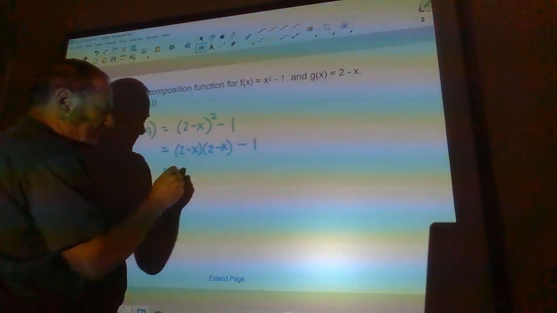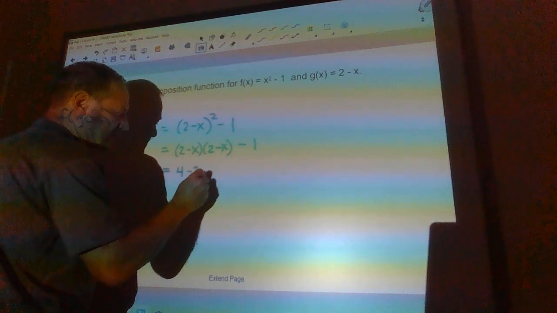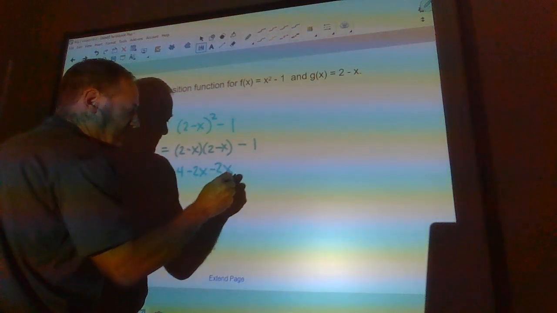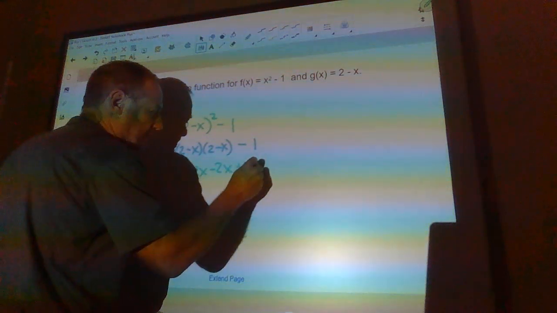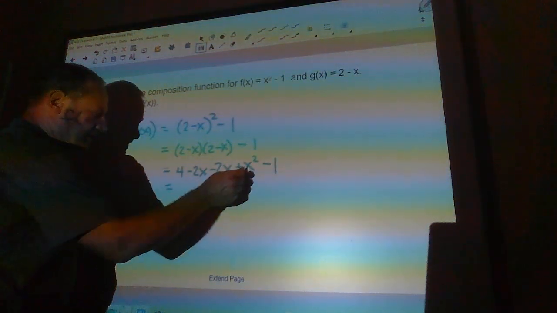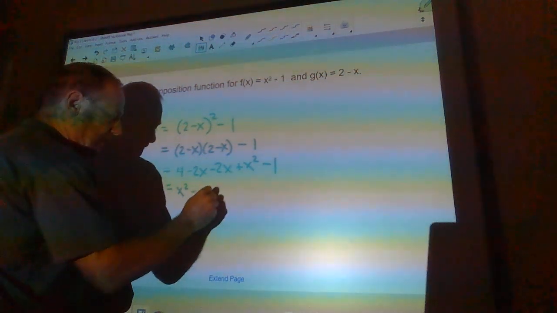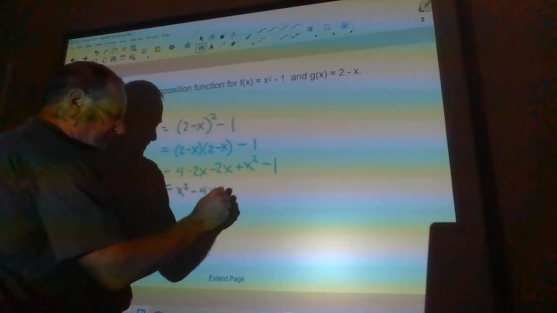So I'm going to FOIL this, and I get 4. It's going to be the first. The outside is going to be negative 2x. The inside is also going to be negative 2x, and the last is going to be plus x squared, minus 1. And that's going to equal x squared minus 4x plus 3.